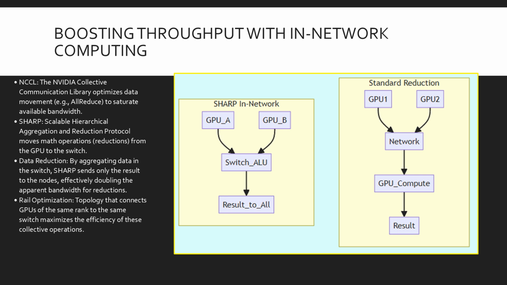This diagram compares standard operations versus SHARP. On the left, data must travel to a GPU to be computed and then sent back, consuming bandwidth both ways. On the right, with SHARP, the switch ALU, arithmetic logic unit, accepts inputs from GPU A and B, computes the result instantly in the network, and distributes it. This reduces traffic volume, thereby increasing effective throughput.